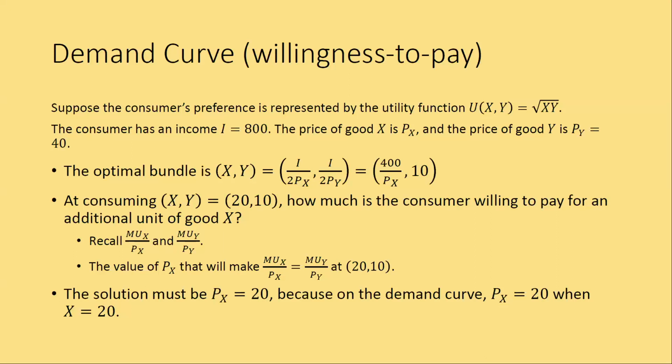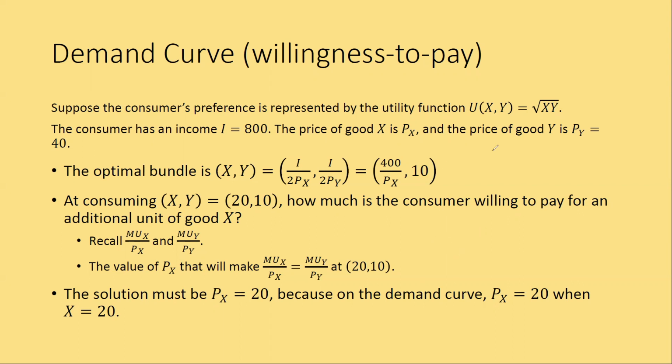And when this point is an optimal point, we can imagine that the value we find for this question must be the actual price of good X. So let's actually solve this question here. I said on the slides that the solution must be Px equals 20. I don't have to solve it because we know this is an optimal point, and that on the demand curve, Px equals 20 when x equals 20. But let's actually solve this problem over here.